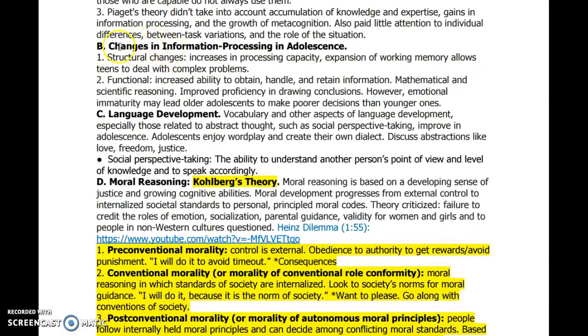All right, so there's also changes in how information is processed in adolescence. So read through the structural changes in how working memory works in the teen years, as well as how teens get better in some aspects but still are deficient in others. So read through that.